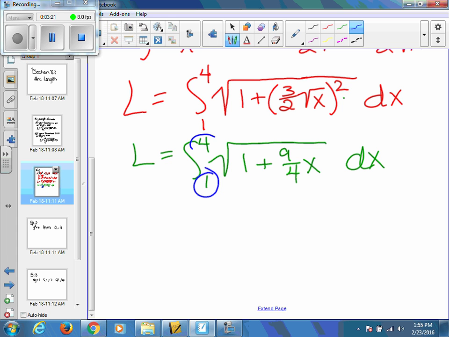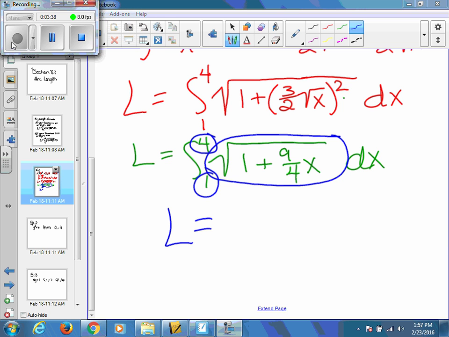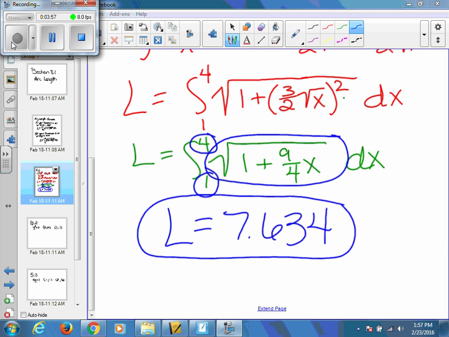And because this is a definite integral, we can solve this using our graphing calculators. So we are going to graph the function, the square root of 1 plus 9/4 x, and use option 7 to find the area of the curve. So that tells me that my arc length of that curve from 1 to 4 is approximately 7.634 units.